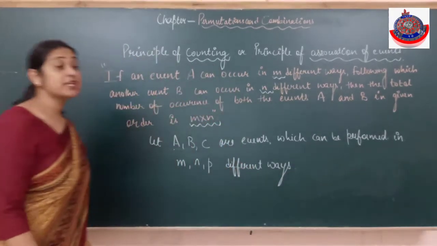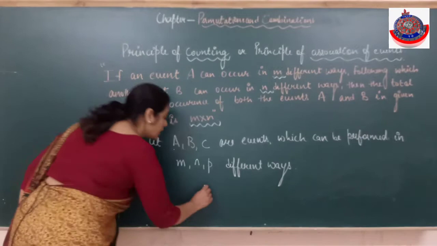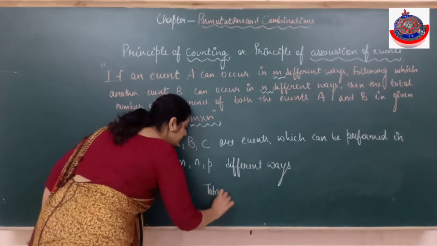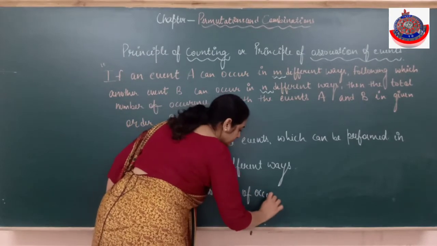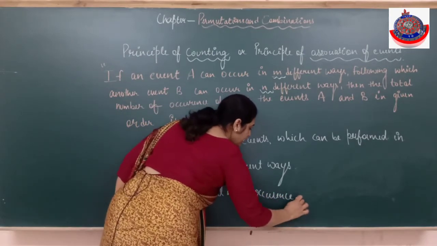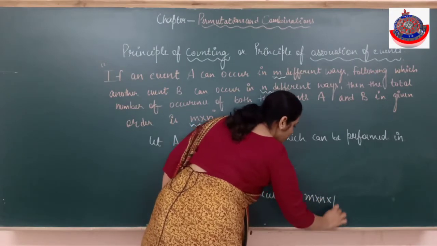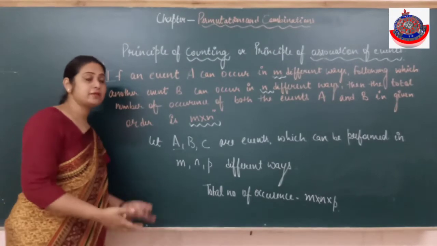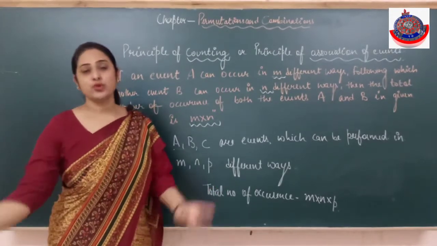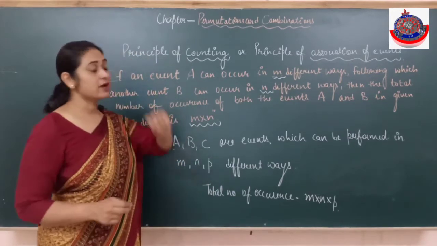So then the total number of occurrences of all these 3 events is going to be m into n into p. If there are 4 events, then m into n into p into q, that's it. Is it clear? Very easy, the principle of counting.